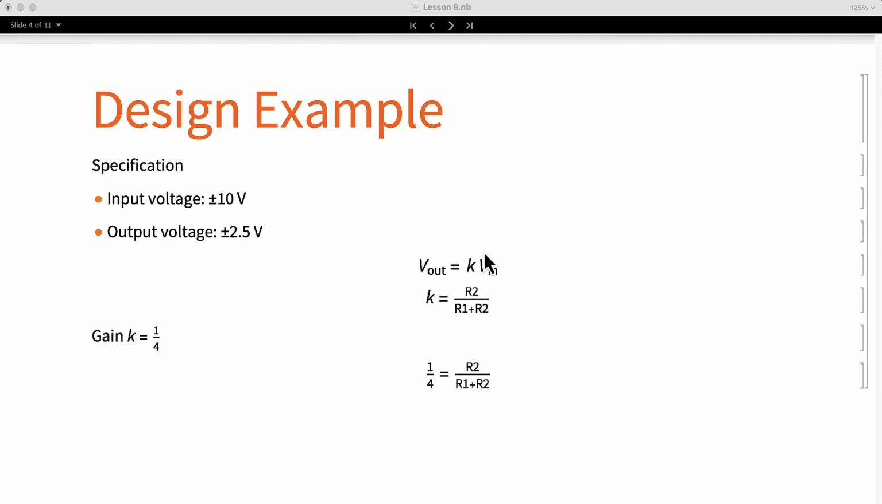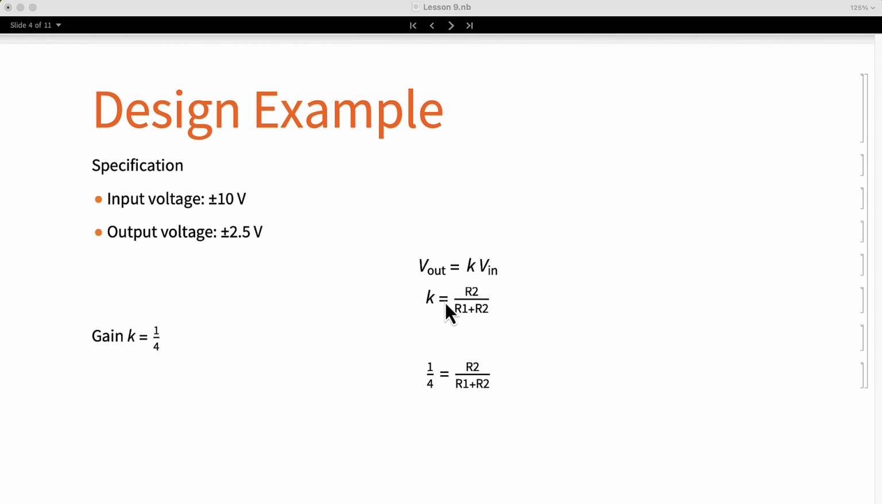Here we have the formulas of the voltage divider, and we can rewrite it in this way. We have that the output voltage is going to be K, which is a gain, times the input voltage, and we can separate this term K and write it as follows. For this example, we need that the term K is equal to 1/4, because that's the number that multiplied by 10 volts gives us 2.5 volts.